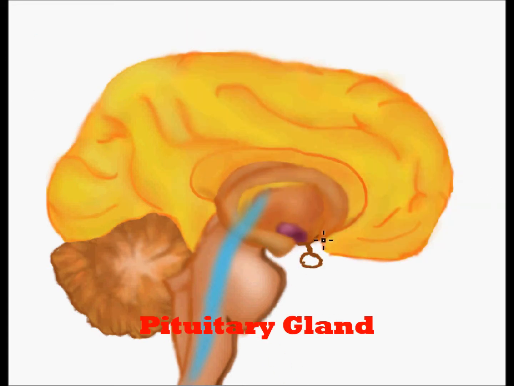This is the pituitary gland, also known as the master gland. It regulates the other endocrine glands.